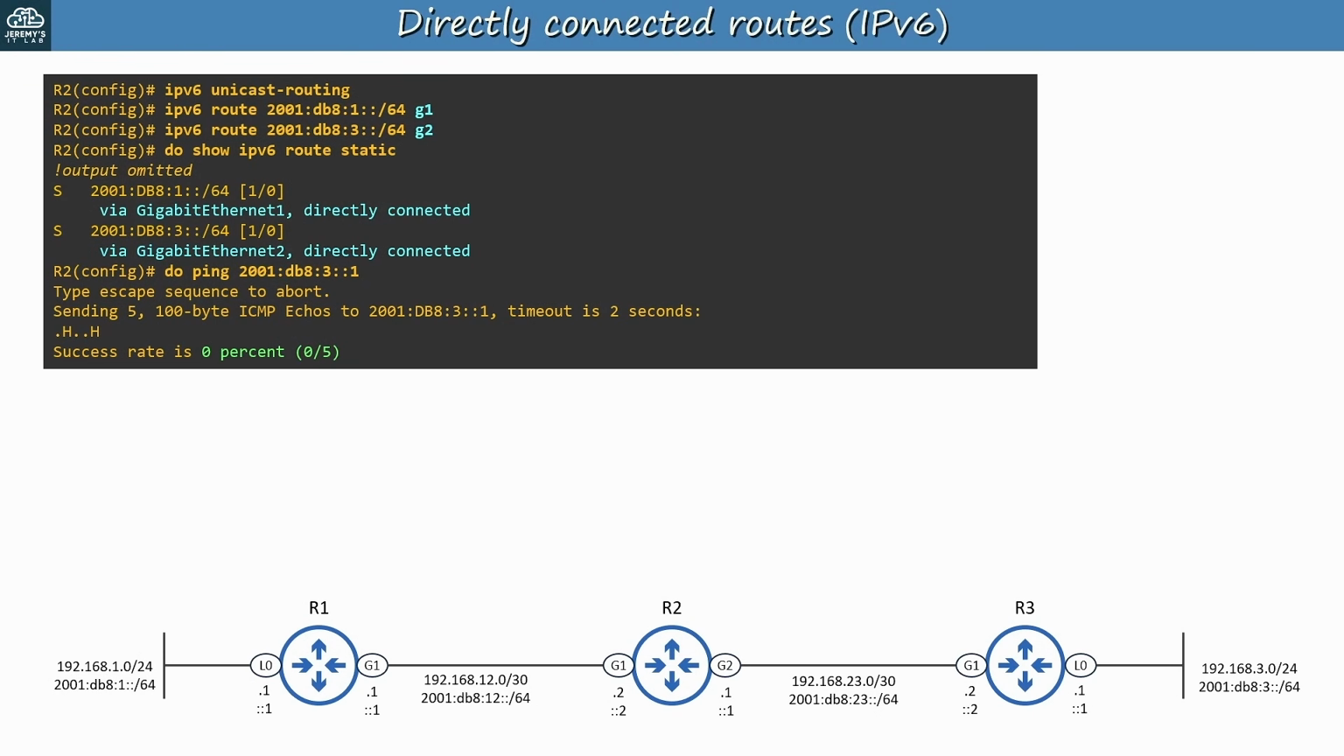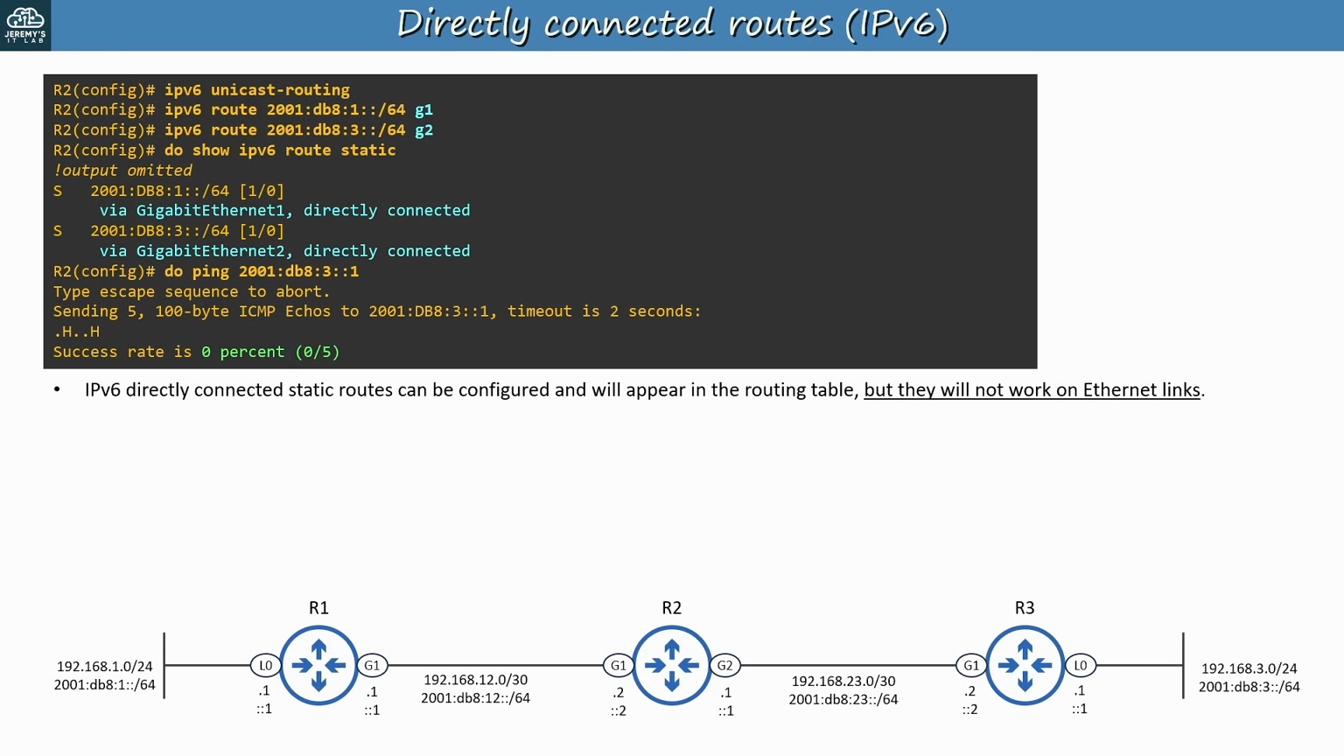R2 has a route to the loopback 0 subnet, 2001:db8:3::/64, but it can't ping that subnet. IPv6 directly connected static routes can be configured and will appear in the routing table, but they won't work on Ethernet links. And why is that? Well, directly connected IPv4 routes rely on proxy ARP, but there is no equivalent proxy NDP in Cisco IOS. So R3 G1 can't respond on behalf of loopback 0.